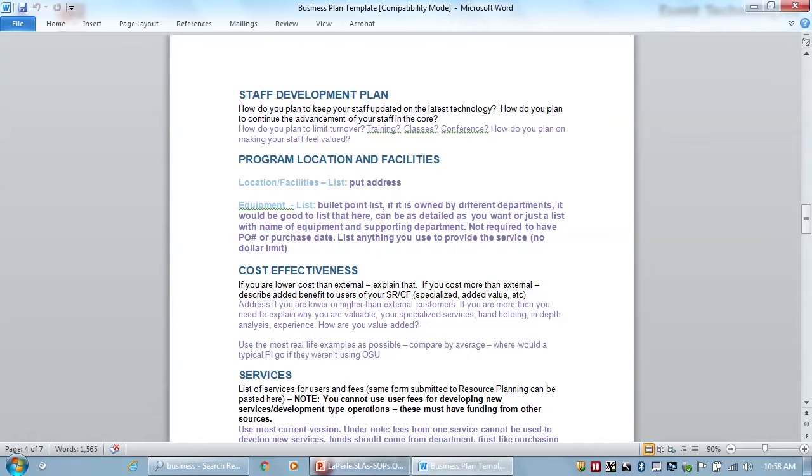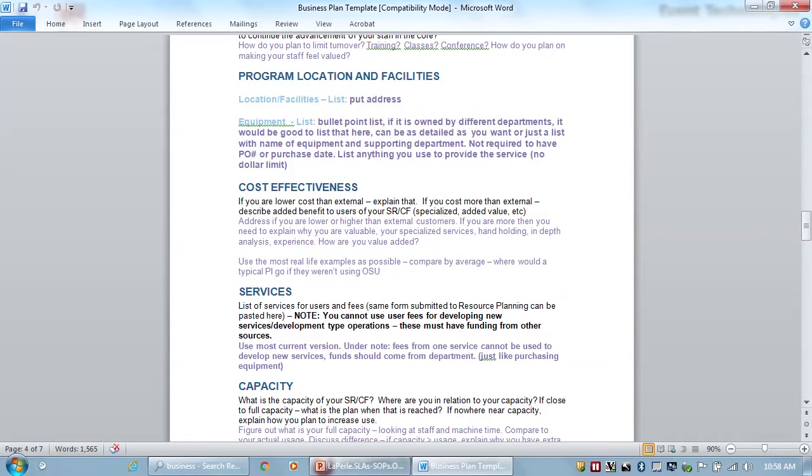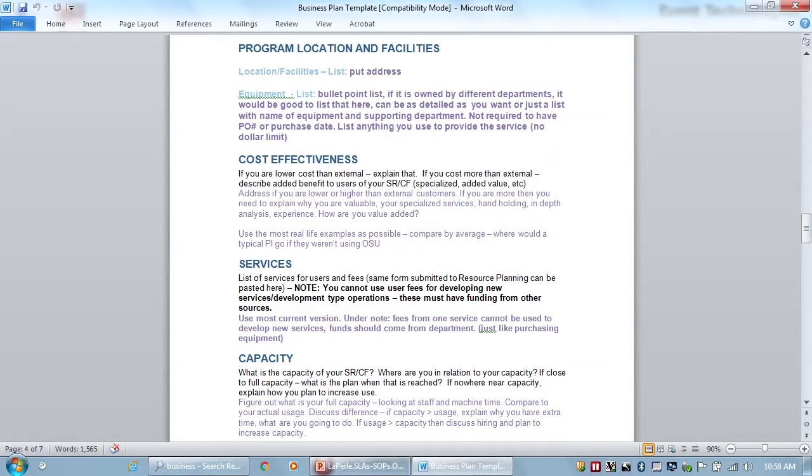It can be as detailed as you want, or just be a list or an Excel grid you can pop in here with all of that information. You're not required to have the PO or the purchase date, but those could be beneficial and helpful if you're writing a business plan and someone in a year or two needs to revisit that and they don't have to go looking for that information again. You'll want to list any piece of equipment that you use to provide your service. You don't have to put the dollar amount. That's not really necessary because we should be able to find that out.